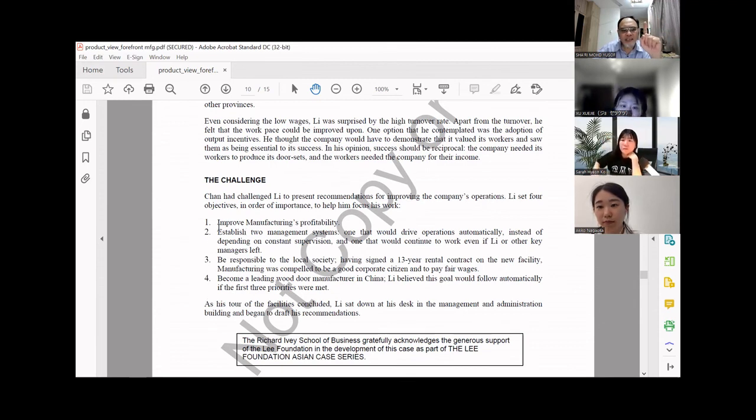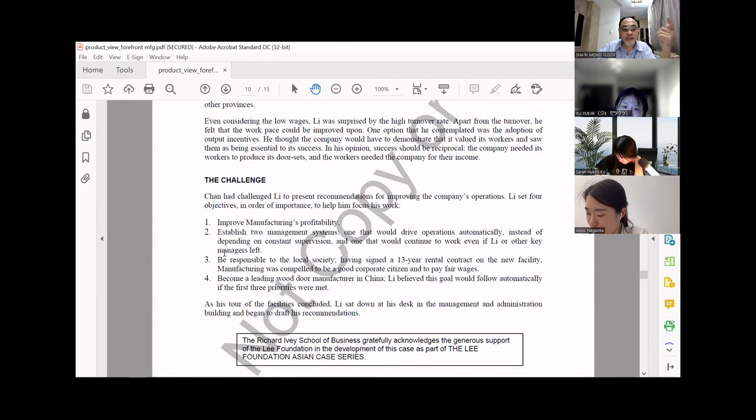Number 1 is how to improve manufacturing profitability. So they have to cut costs. Where can they cut costs, for example?